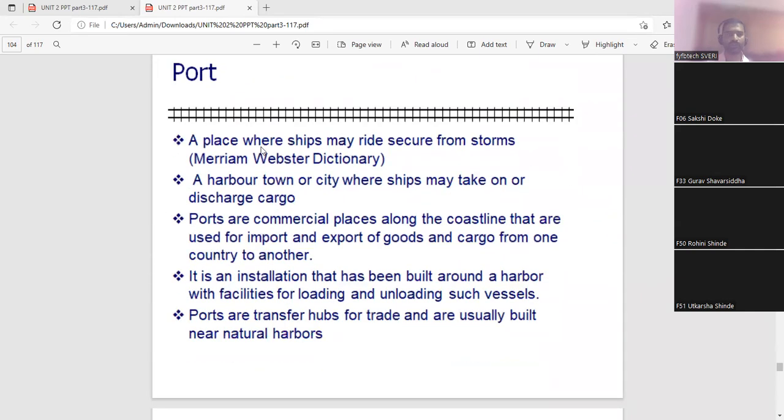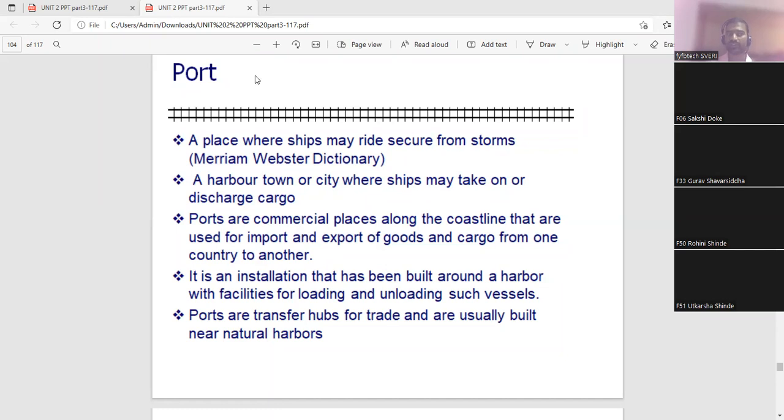One more point, port. A port is a place where ships may ride secure from the storms. If a ship wants to take rest, it will come and rest at the port. Merriam-Webster: a harbor, town or city where ships may take or discharge cargo. Discharge cargo means unloading of cargos.